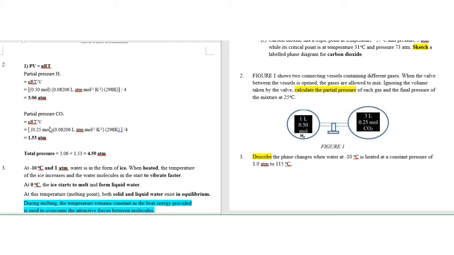Then you join together, sum up both of the partial pressures, total up both partial pressures, then you get 4.59 atm. So this is the final pressure of the mixture.